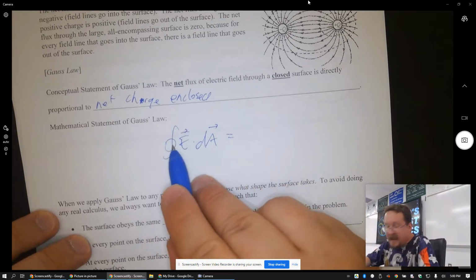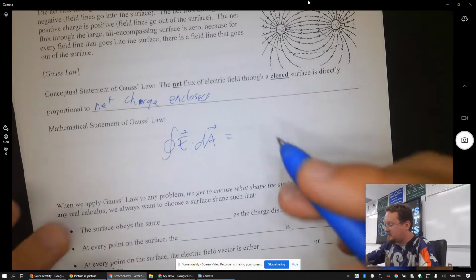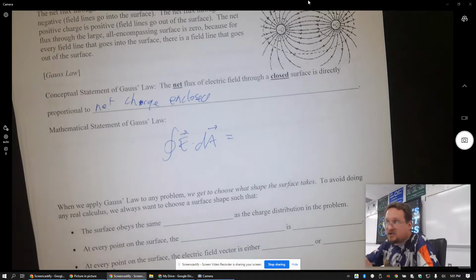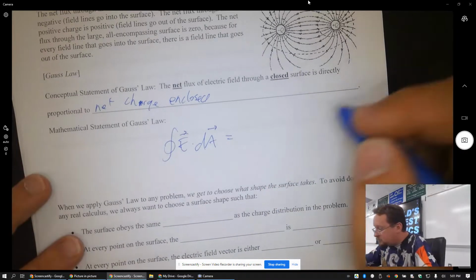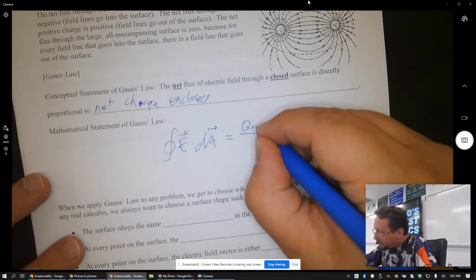So it doesn't have a start and an end. It's over a closed surface that loops back on itself, so there's really no starting and ending point. You start somewhere, integrate all the area, come back to where you started from. Q enclosed over epsilon naught.